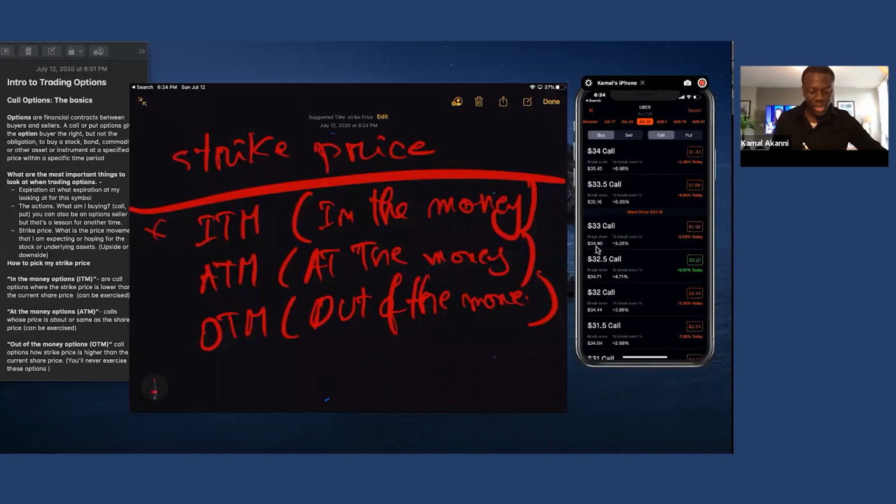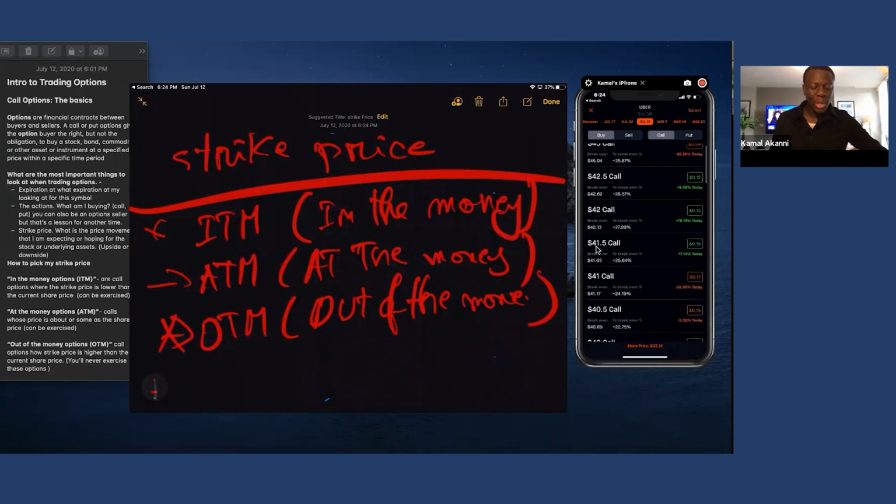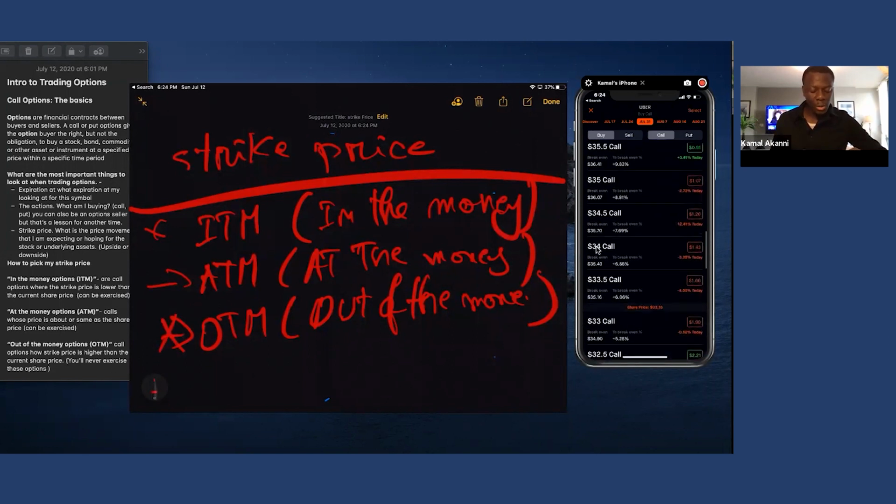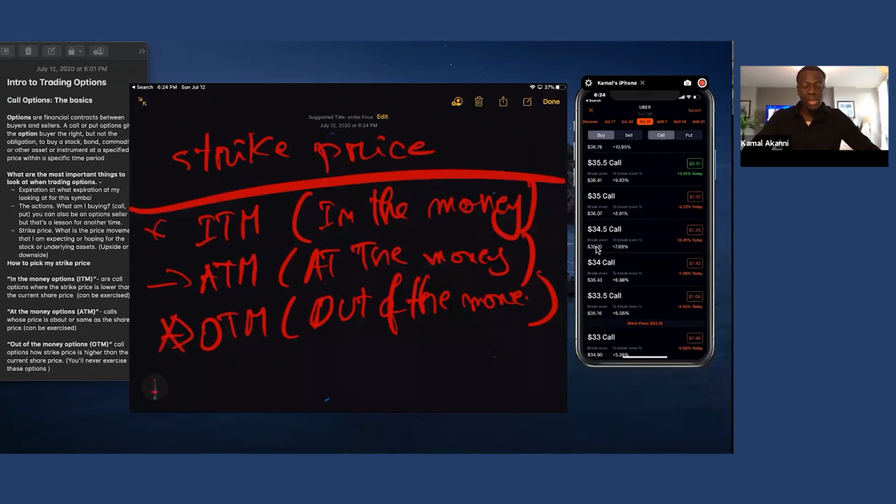The first one, right at the bottom of the share price, which is the $33 call, is at the money. So the one right below the share price will be considered the at the money strike price. And for out of the money, anything that you see right here on the top will be considered out of the money because they are higher than the actual current share price of Uber. So that's how you categorize: in the money, at the money, out of the money.